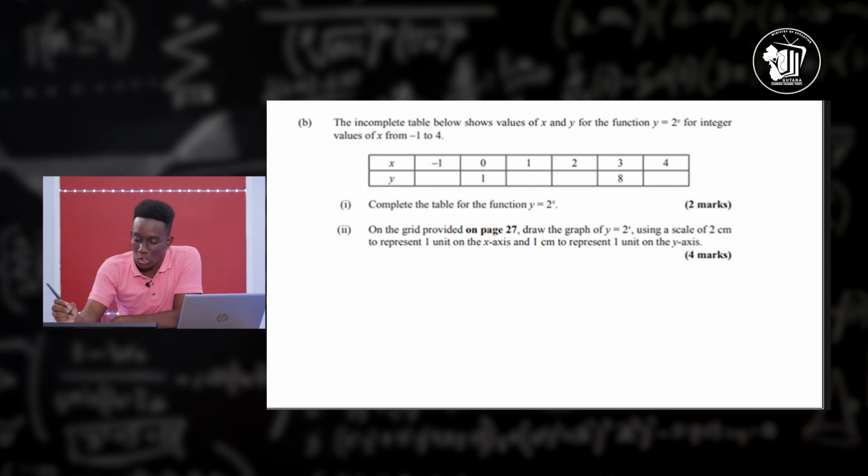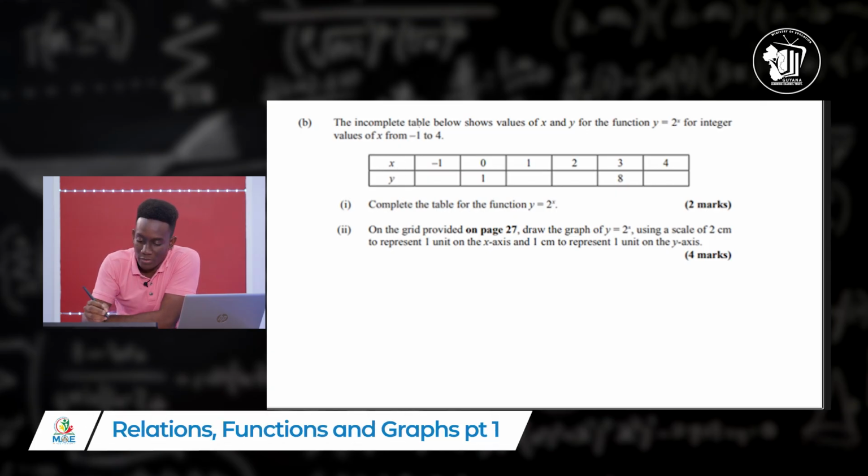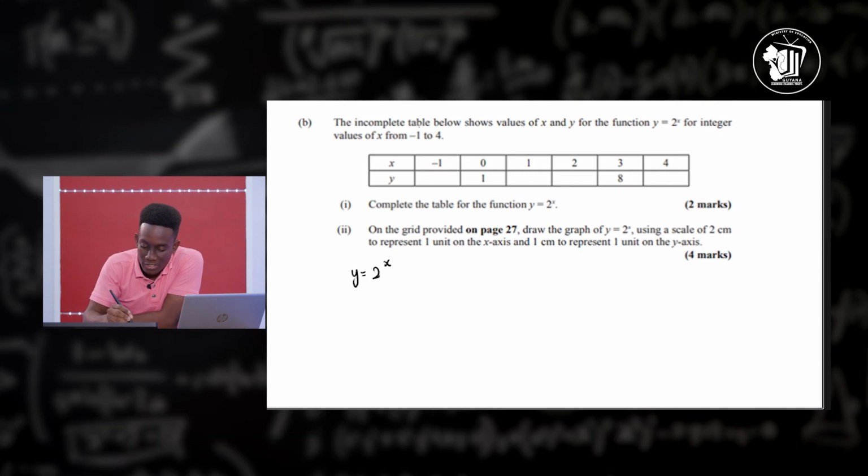So the first one says, complete the table for the function y equal 2 raised to the x power. So we see here, we have the first value of x, which is -1. So we know the function is y is equal to 2 raised to the x power. So y is equal to 2 raised to the -1 power. This will become 1 over 2 raised to the first power, which is the same as 1 over 2. Hence y will be equal to 0.5.